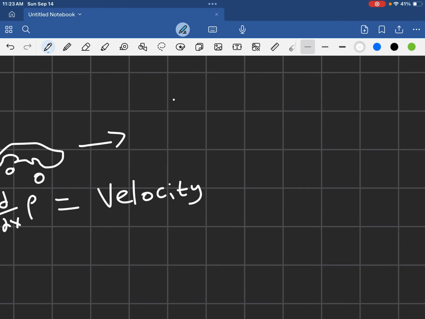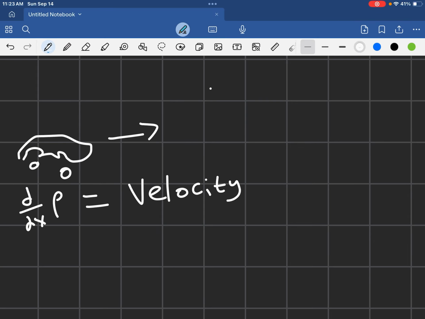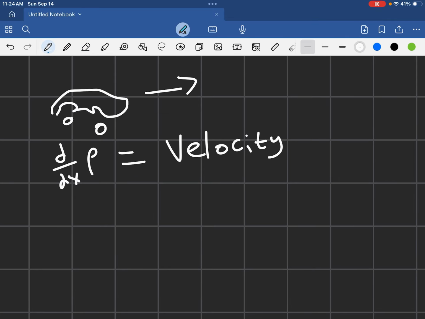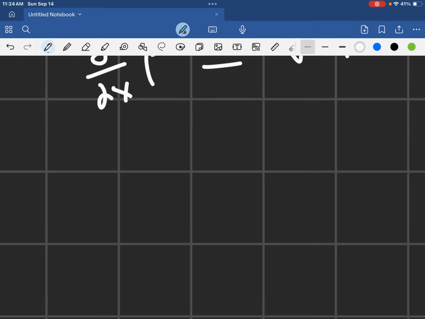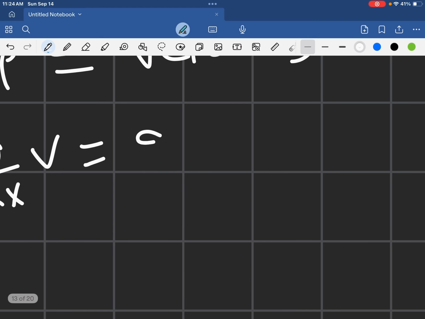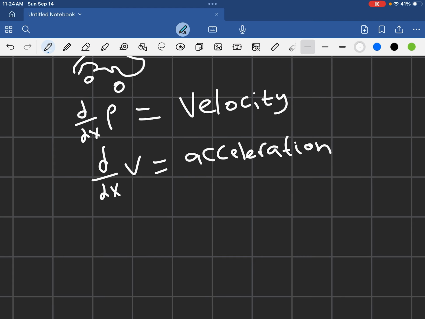So if you think of it, as your position changes over time, that's essentially just the same thing as saying your speed or velocity. And then if you take the derivative of velocity, you get your acceleration, which is just how your speed changes at certain points on the graph.